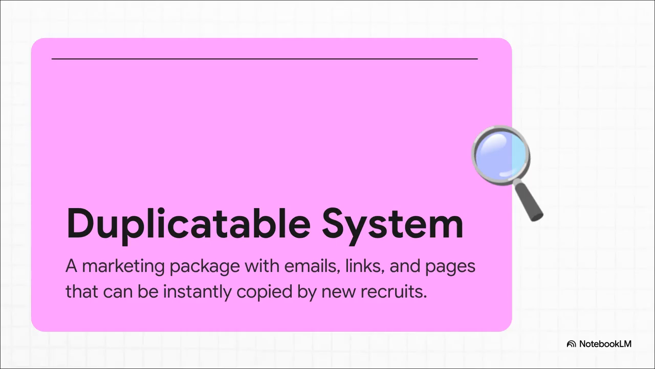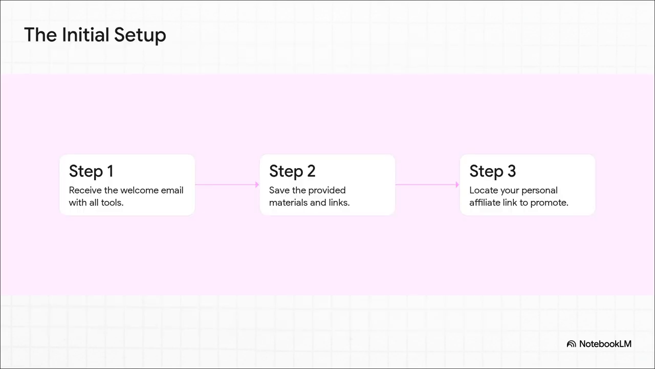So what exactly is a duplicatable system? Well, the best way to think about it is like marketing in a box. New promoters get this complete package with everything they could possibly need all ready to go. We're talking pre-written emails, promotional links, even entire web pages. The goal here is just pure efficiency and scale. They want anyone to be able to jump in and start promoting right away. No experience needed. And they make getting started ridiculously easy.